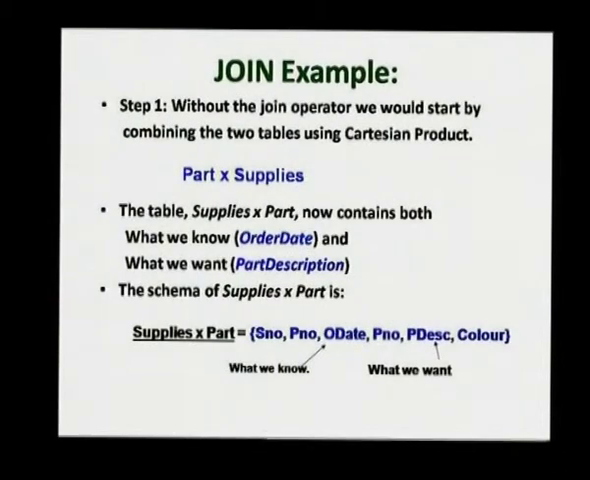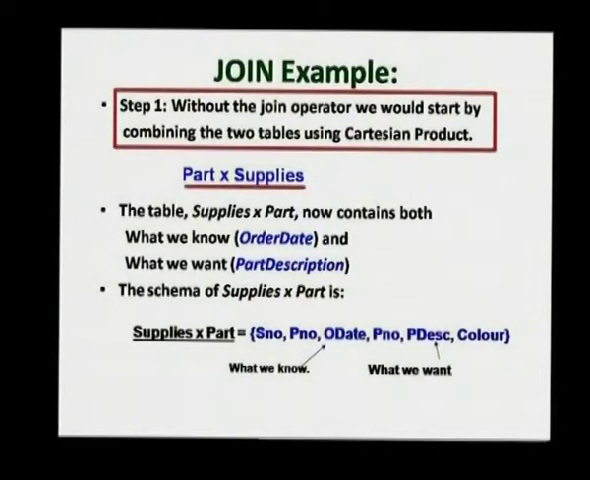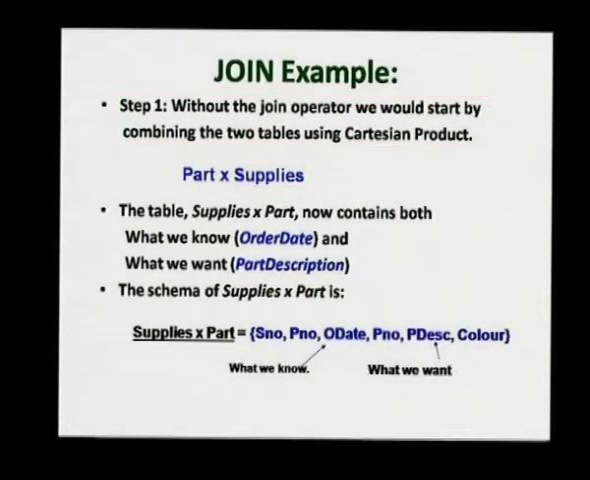Now let us look at an example, quickly go through an example. This is trying to tell you that this join is equivalent to a set of operations, so we are looking at that set in a quick way. Without the join operation, we could start by combining the 2 tables using Cartesian product.